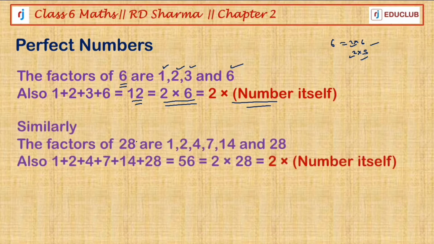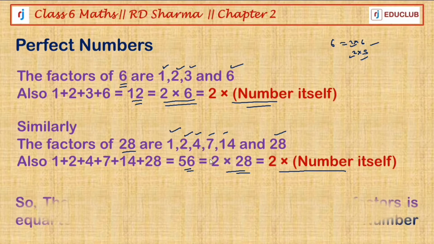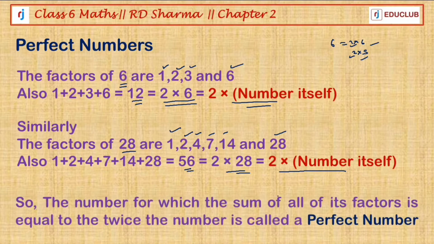Similarly, let us see one more example. 28. The factors of 28 are 1, 2, 4, 7, 14 and 28. We can find it out and we'll sum these factors. We get the result 56, which is twice of the number itself. Twice of 28. So, the numbers for which the sum of its factors is twice the number itself, these types of numbers are called perfect numbers.